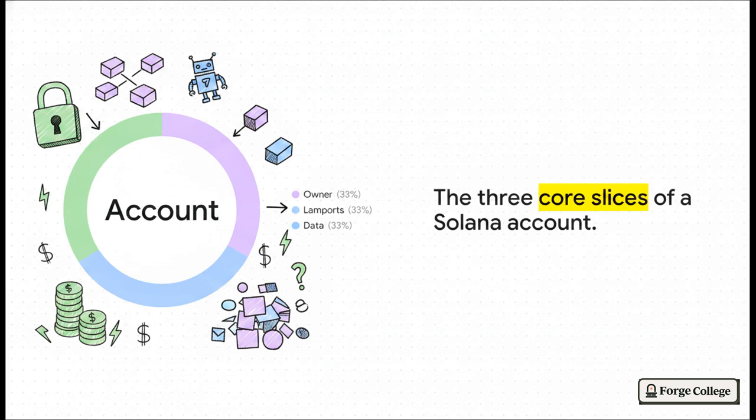And third, the data slice. Now at this level, this is literally just an arbitrary array of bytes. The blockchain itself has absolutely no idea if this data is a string, a number, or some complex data structure. It is entirely up to us to make sense of it.